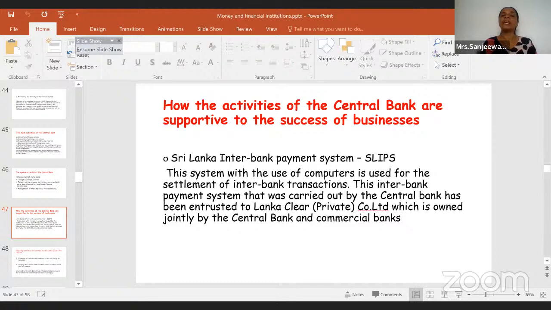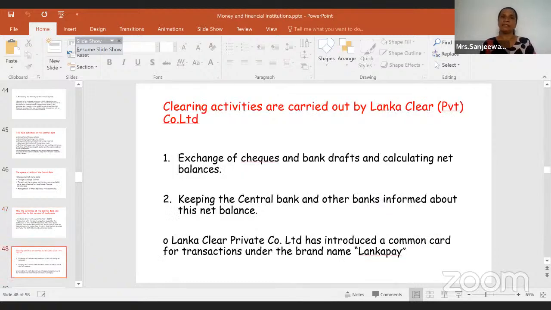Then what are the clearing activities done by Lanka Clear? Exchange of checks and bank drafts, and they calculate the net balances. They keep the central bank and other banks informed about these net balances. Now they will get the net balances, and after that they will inform the central bank and other banks about these net balances, right? And they introduced a common card, children. That is known as Lanka Pay, okay?